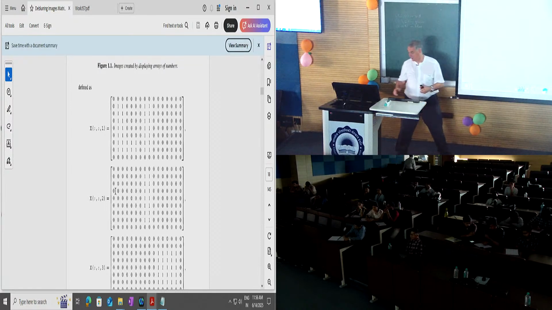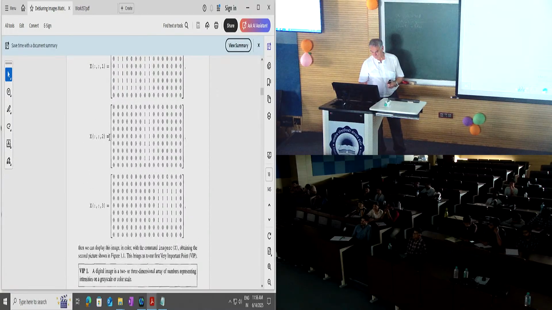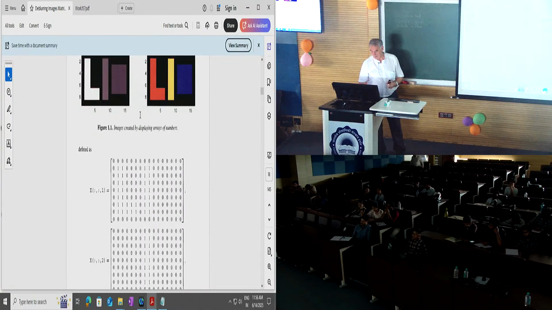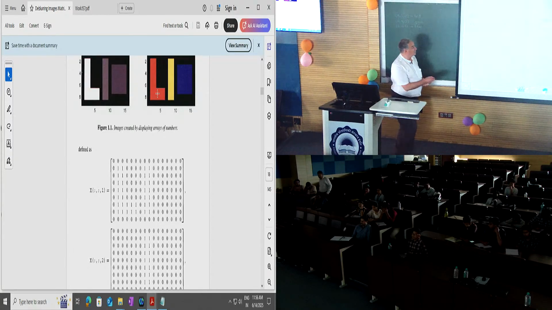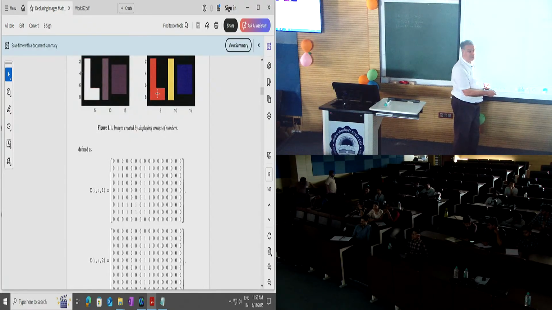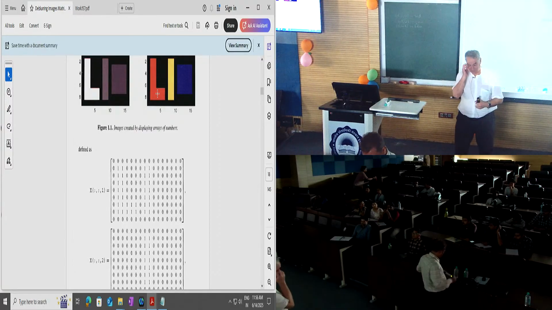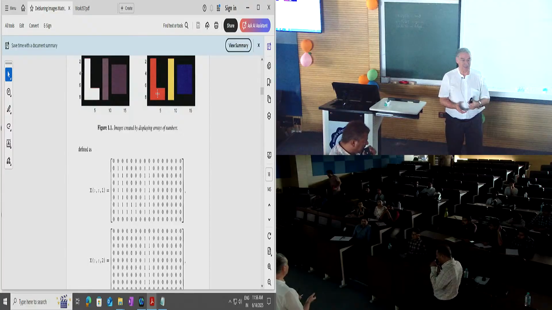Another is possible. Here is this color image. These three matrices, the tensor, represent such a color image. With more pixels in the tensor, the resolution is better.